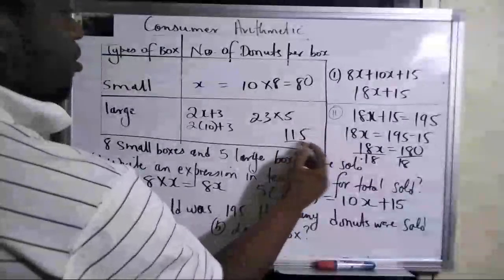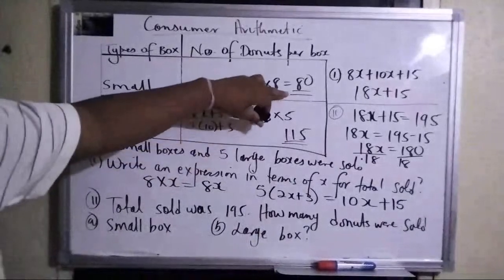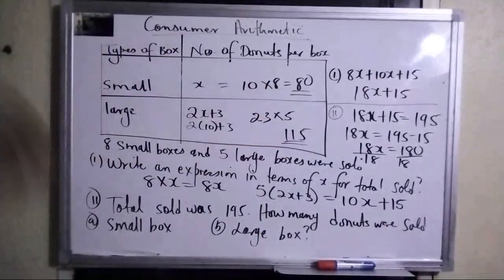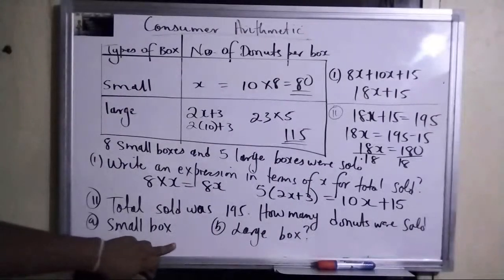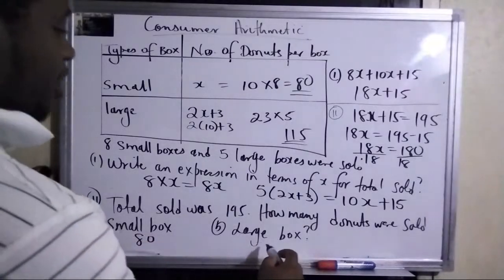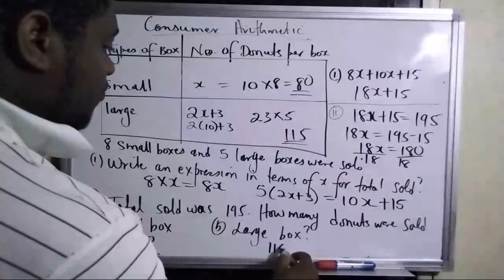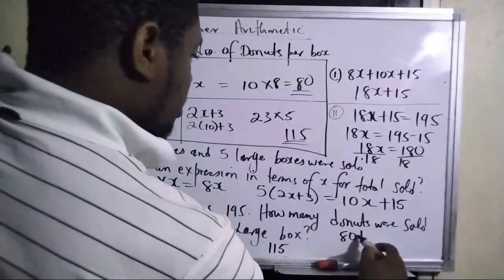Alright. So all we have to do now is just add 115 and 80, and we get 195. So the total donuts that was sold was 80 in the small box, and in the large box it's 115, which gives a total of 195.